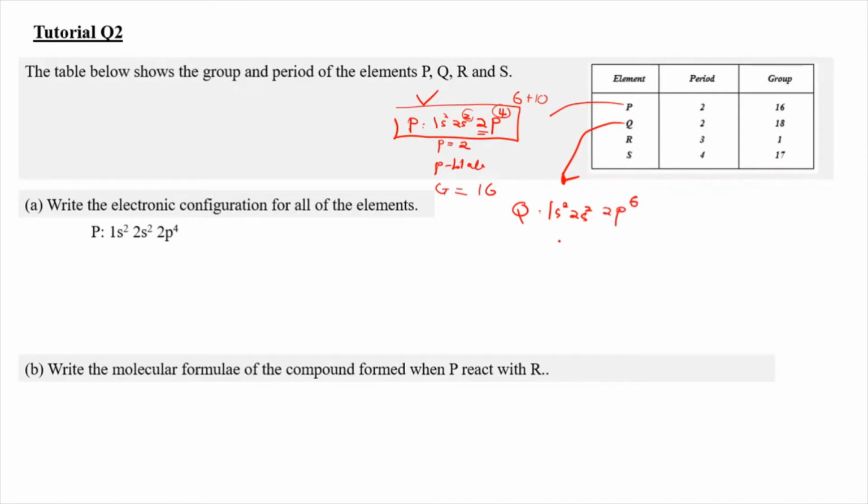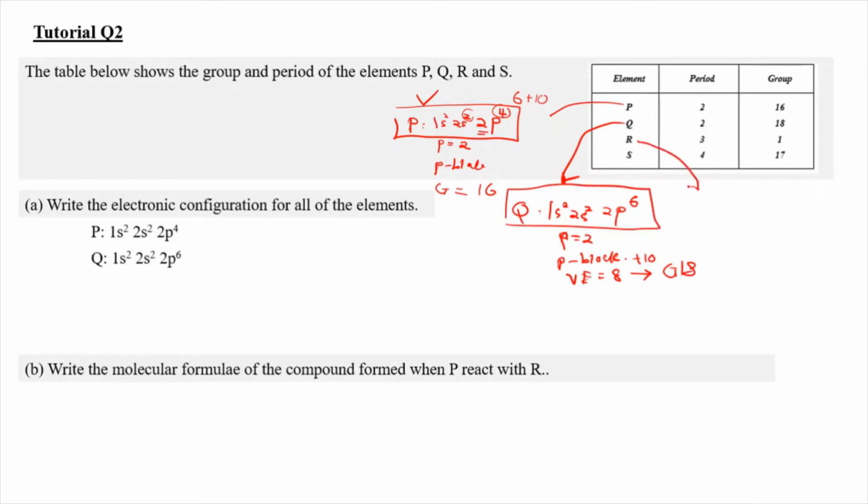So from here, you know that n, which is the period, is going to become 2, and then the block is the P block, and then the valence electron is 2 plus 6, which is 8, and then this is going to add with 10 because it is in the P block, and hence you're going to get group 18. So you know that your Q here is correct. Okay, and now you're going to do it for R as well.